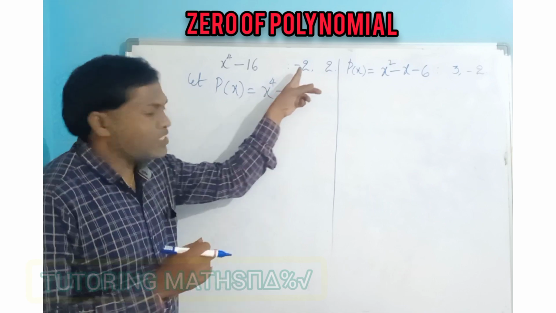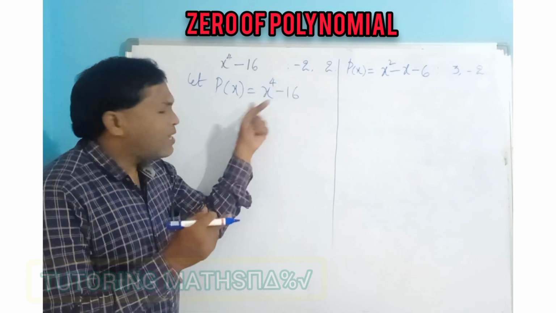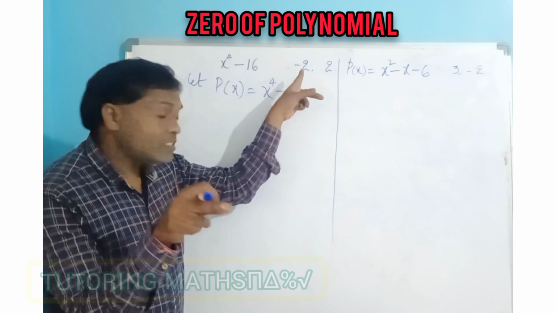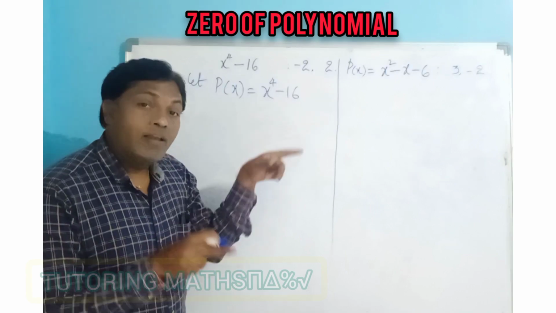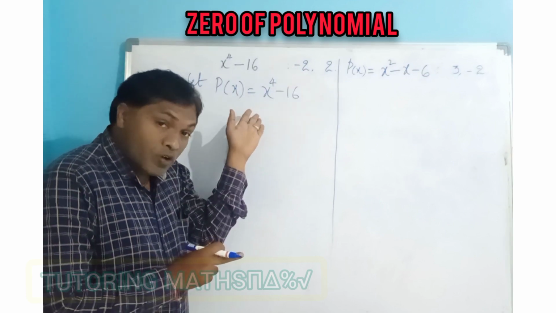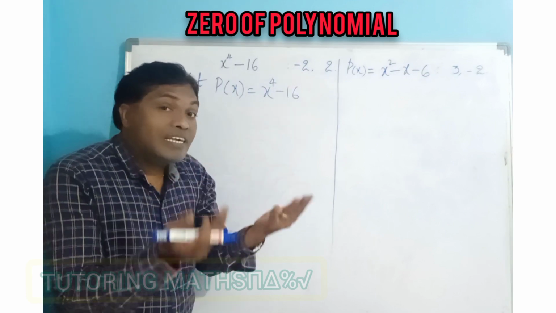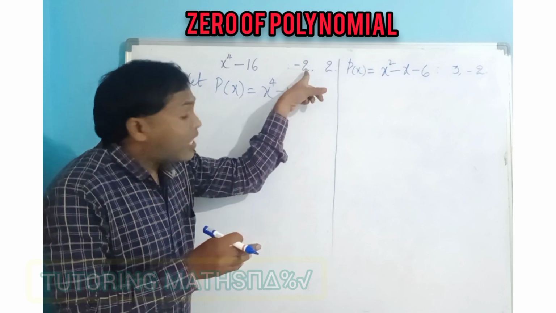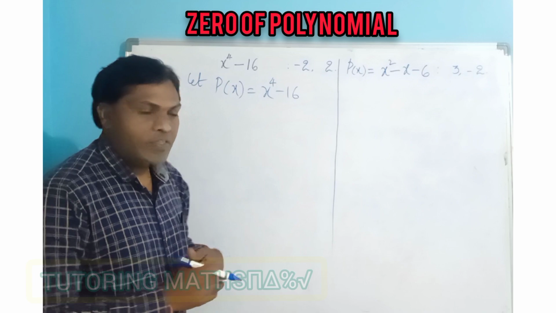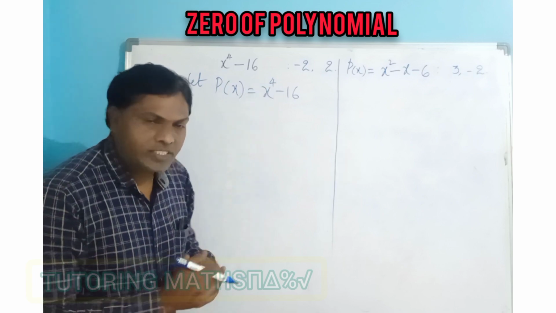Okay, let us take the first value. When does minus 2 become a zero of this polynomial? When you substitute minus 2 in the particular polynomial, if the result is 0, then that value is called a zero of the polynomial. Let us substitute minus 2 first.